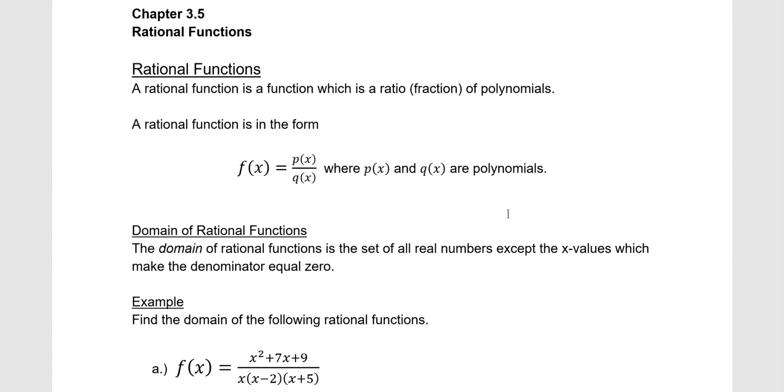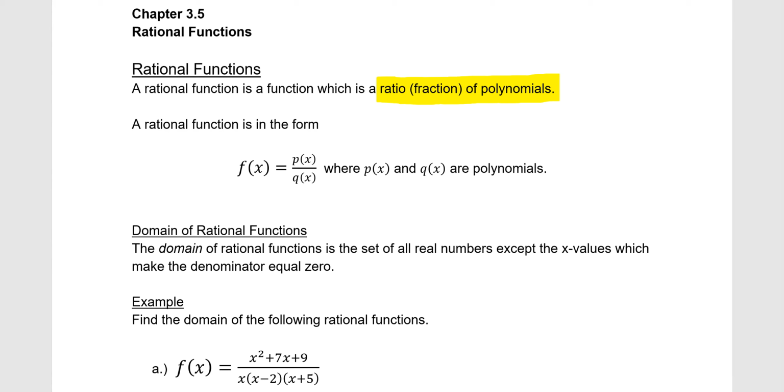In this section, we'll be going over rational functions and how to graph them. So starting with the definition, a rational function is a function which is a ratio or a fraction of polynomials. So there's going to be a polynomial in the numerator and a polynomial in the denominator, which means it'll be in the form f of x equals p of x divided by q of x, where p and q are both polynomials.